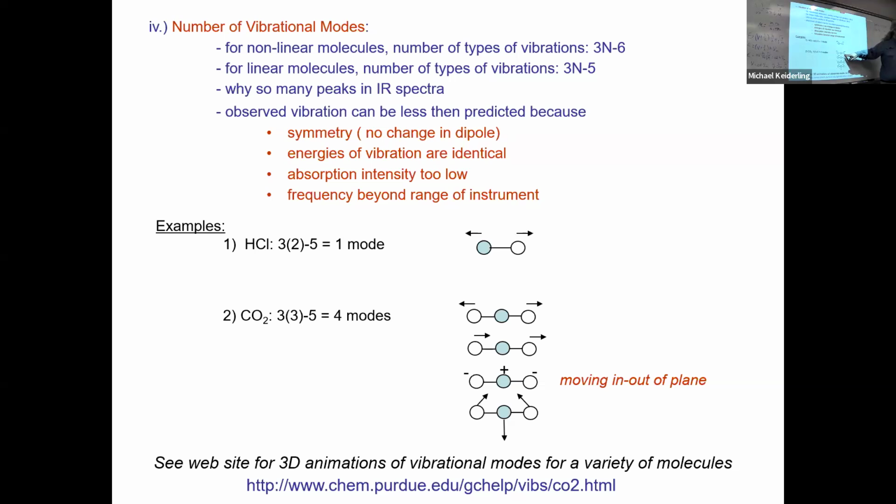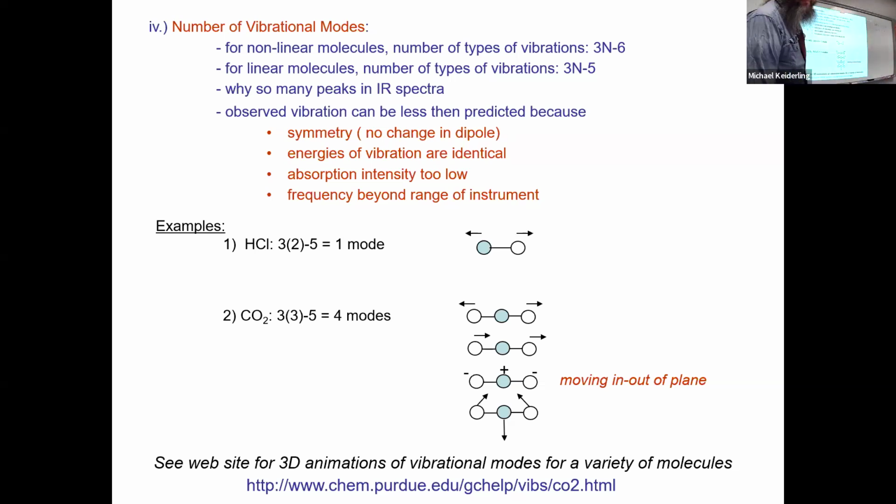Because this mode is not active. The dipole doesn't change as the CO2 symmetrically moves in and out like that, because the distribution of charge still remains balanced in the middle. This mode is active, and then these 2 modes down here are essentially just the same thing rotated 90 degrees. So they have the same frequency. So they're degenerate.